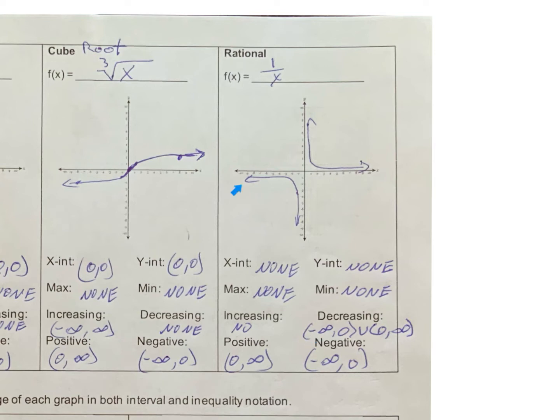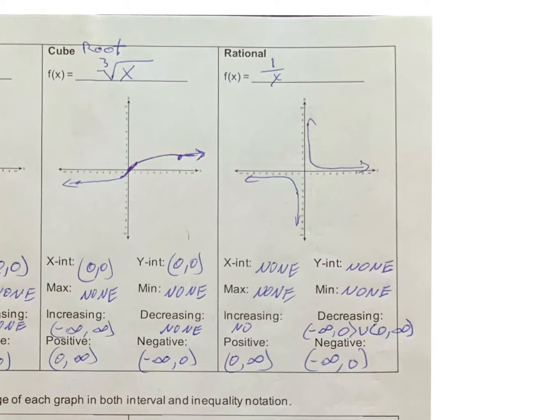So decreasing is from negative infinity all the way up to 0, where 0 is not included, so we use the parentheses. And then we have the union with 0 to positive infinity. So we pick back up at 0 to positive infinity. Again, 0 is not included, so we use our parentheses and not our bracket, all right?